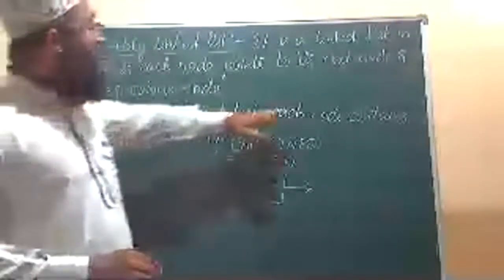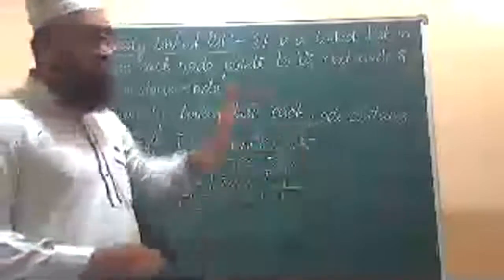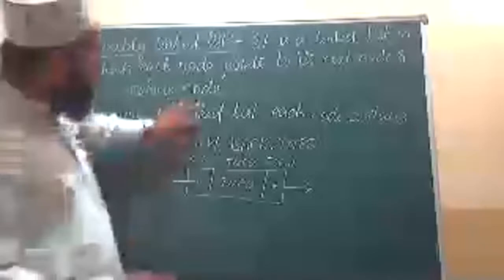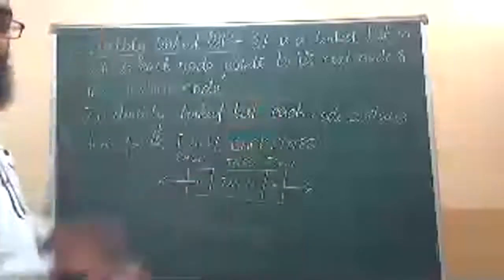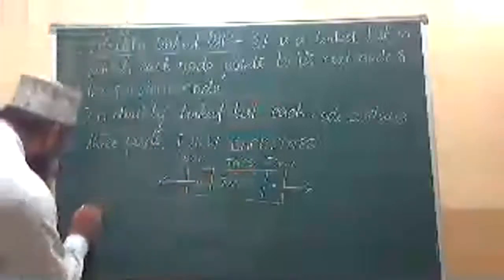In a doubly linked list, each node contains three parts. One is forward, next one is back, next one is info. Come, we shall see what is forward, what is back, and what is info. What is the use of these three fields in this doubly linked list? First one is back.